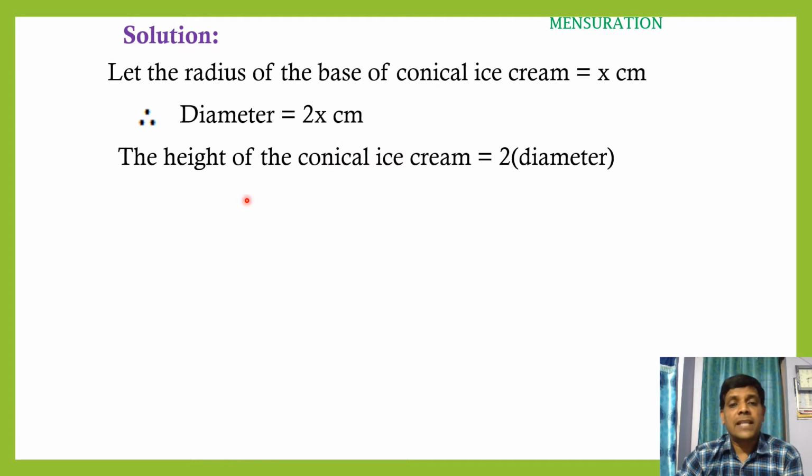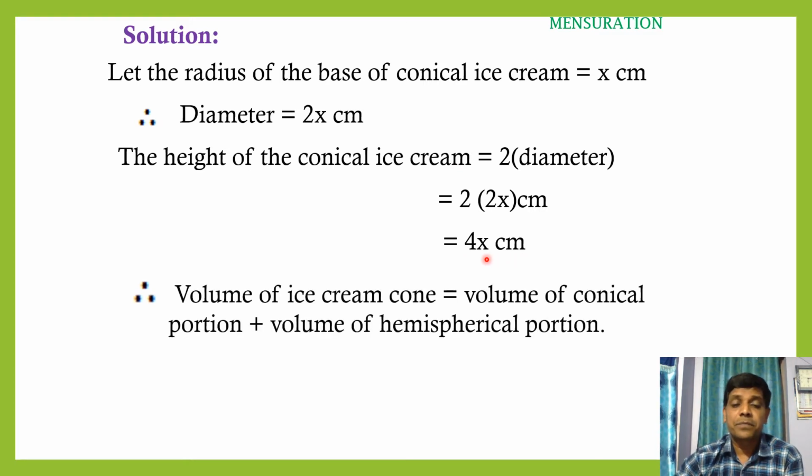Height of the conical ice cream is twice its diameter, which means 2 into diameter. What is the value of the diameter? 2x. So 2 into 2x, 4x. We get 4x centimeters. So the height of the conical ice cream equals 4x centimeters. Are you clear? Now next one.